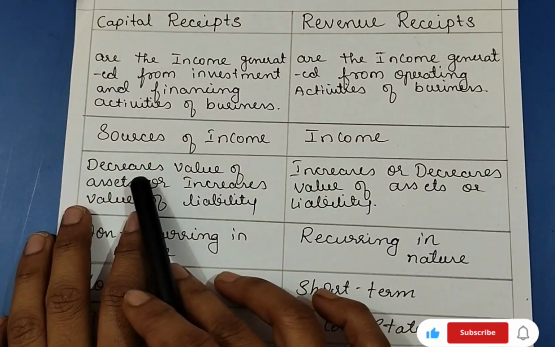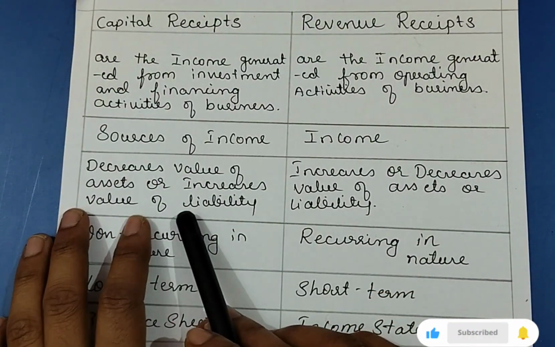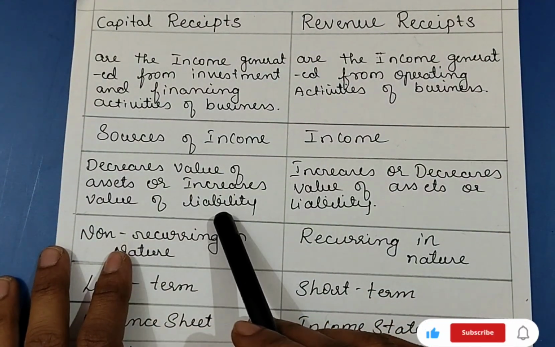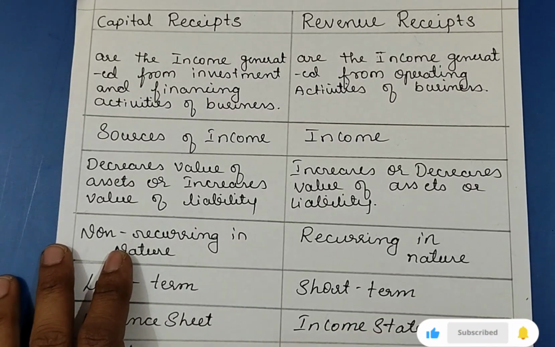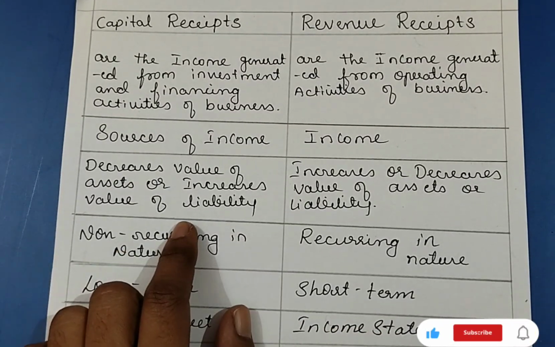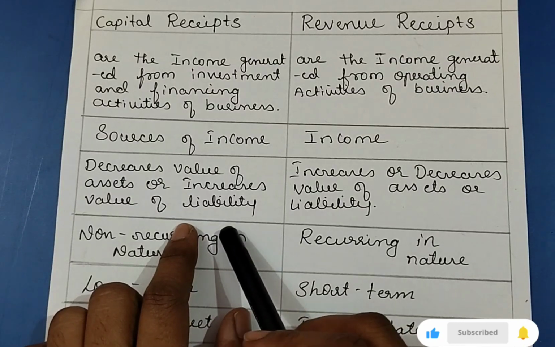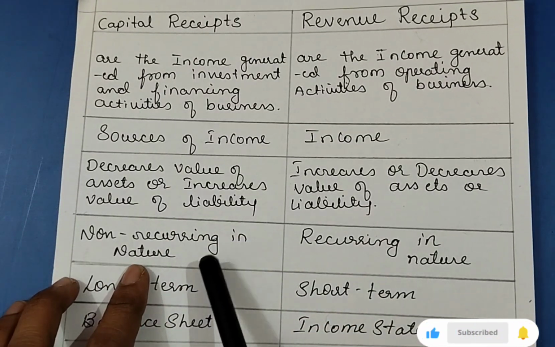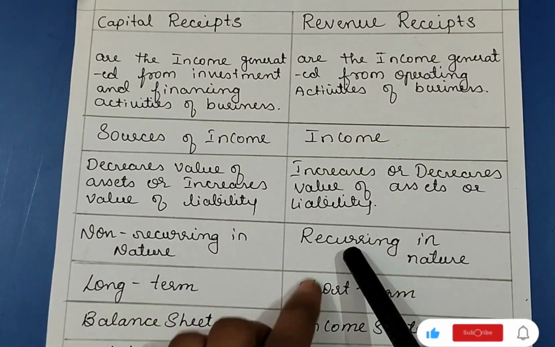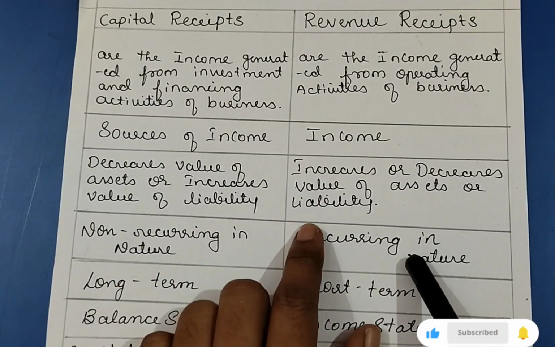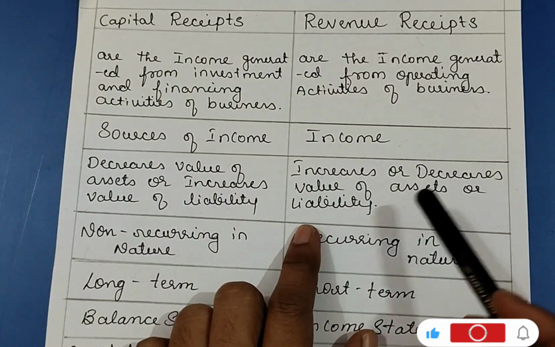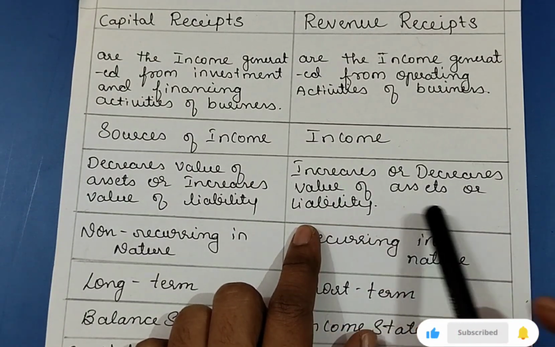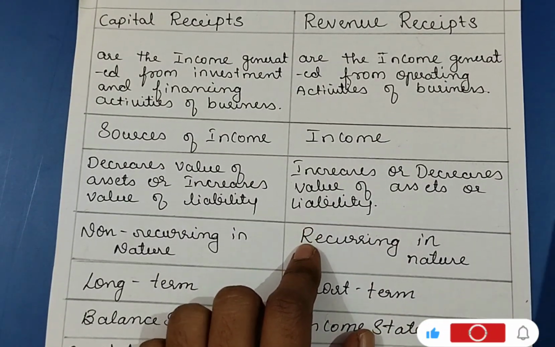So that is why it decreases the value of an asset, or increases the value of liability. You borrowed a loan from the bank. When you borrow a loan from the bank, that is increasing your liabilities. And capital receipts are non-recurring in nature, but revenue receipts are recurring in nature. And revenue receipts either increase or decrease the value of assets or liabilities.